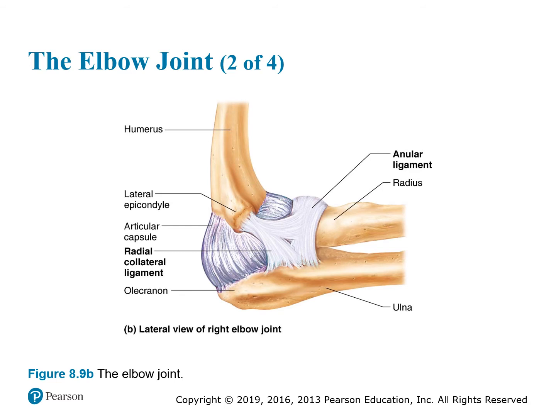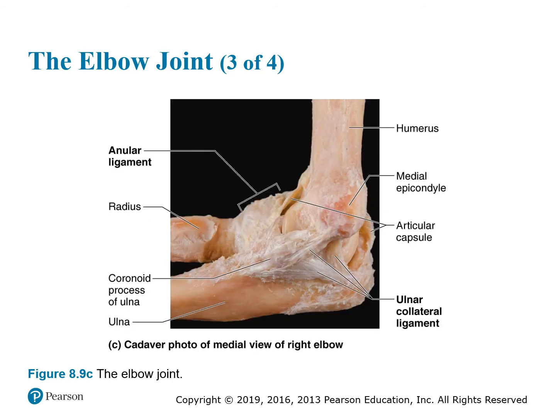Again, the elbow joint, we have the humerus, the radius and the ulna. And here's the radial collateral ligament that we can see laterally. The annular ligament goes around the head of the radius. Here's a cadaver photo of the medial view of the right elbow, and here we can see the ulnar collateral ligament, medial epicondyle of the humerus, and the articular capsule. The annular ligament is in this section.